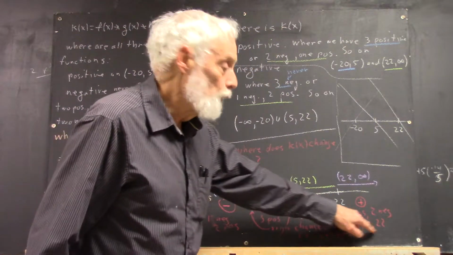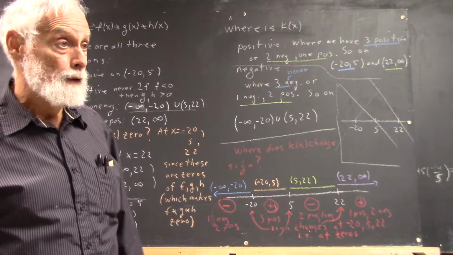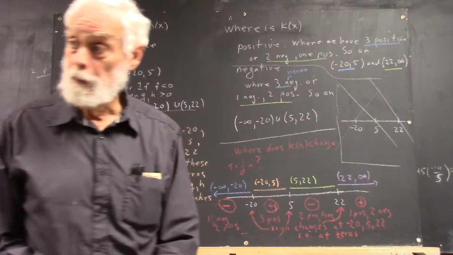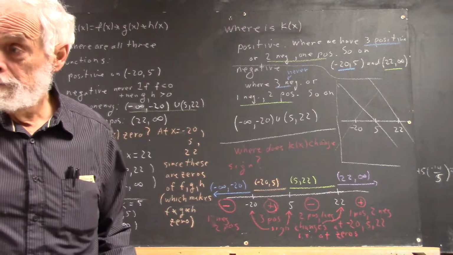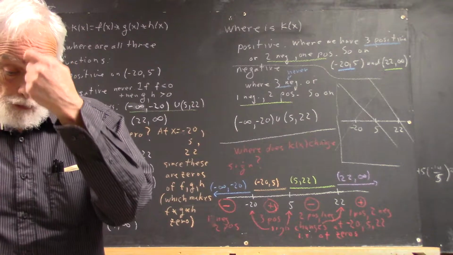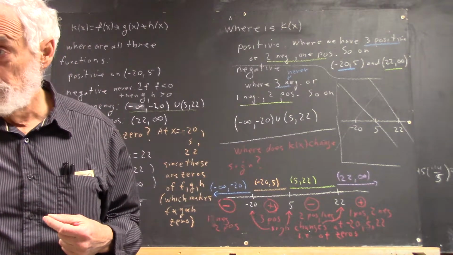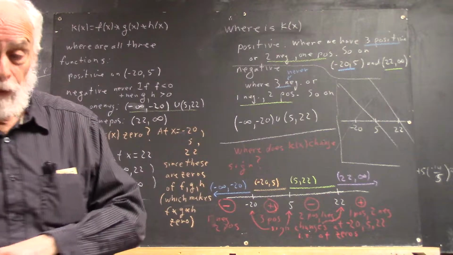Well, those are the zeros of the k of x function, aren't they? So the sign changes occur at the zeros. Now, it turns out that signs don't have to change at the zeros, but if they do, it has to be at a zero. Okay, so there's a rule.